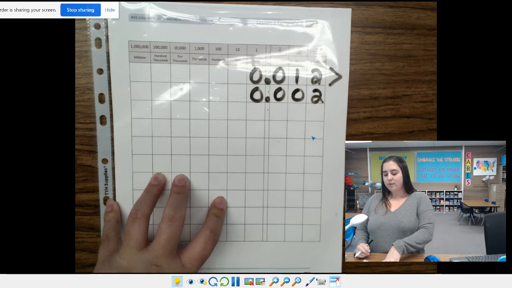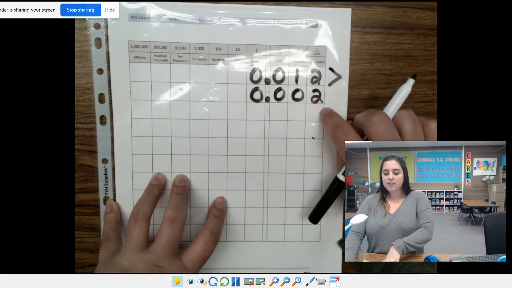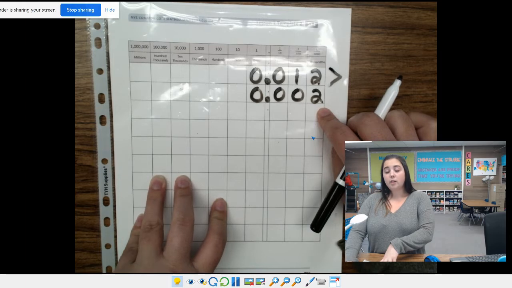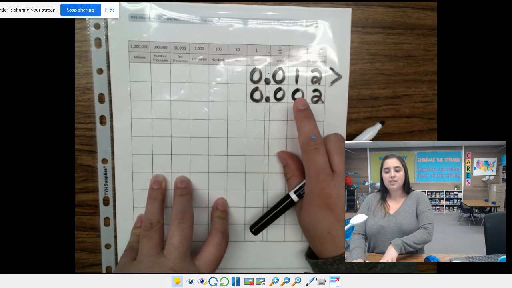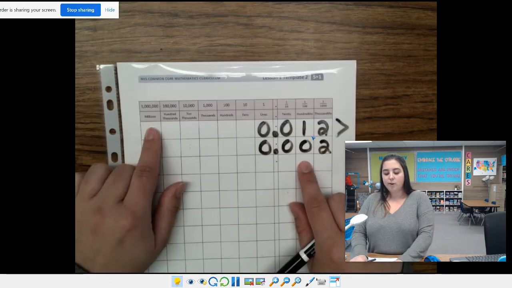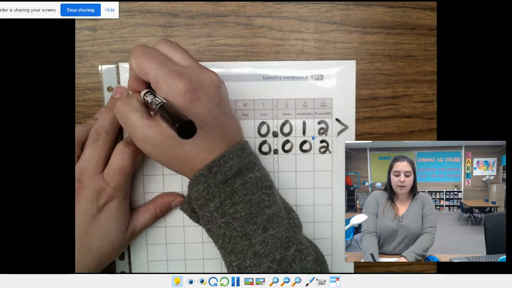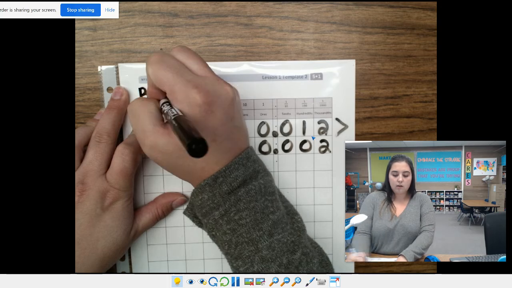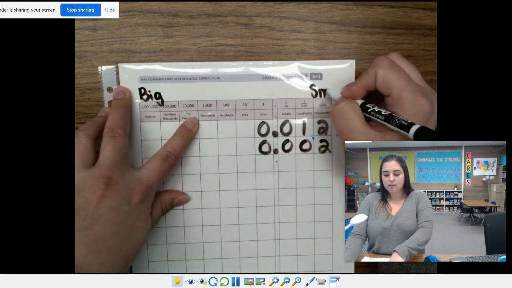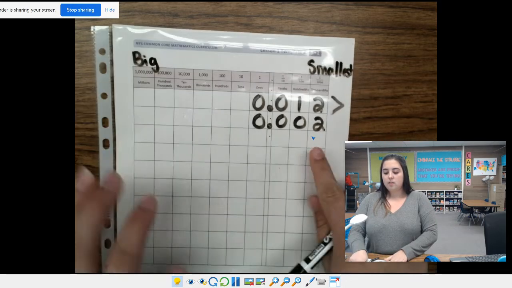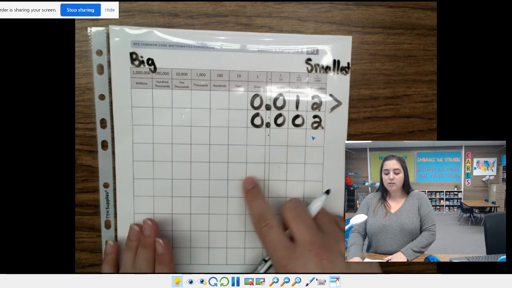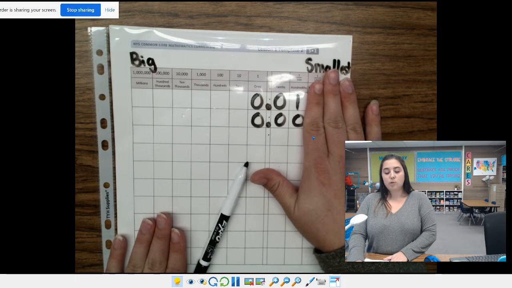How's that going so far? So even though they have the same thousandths, it doesn't matter because thousandths is less than the hundredths. The hundredths is the one that matters. Remember, on our place value chart, this is the biggest side, and this is the smallest side. So because hundredths comes before thousandths, that's the place value that determines which one's larger.